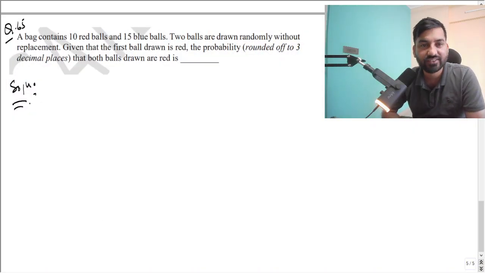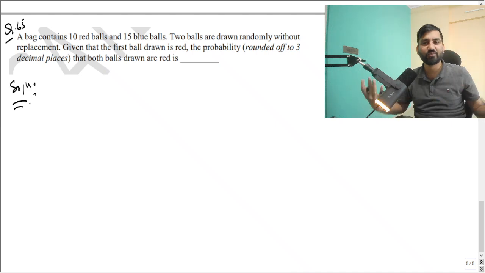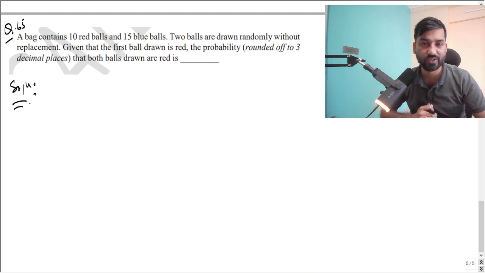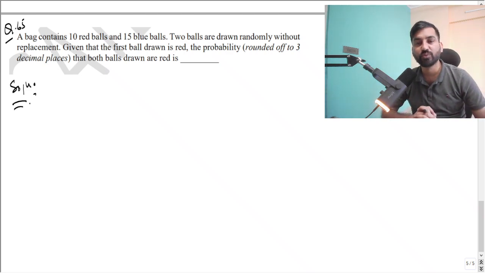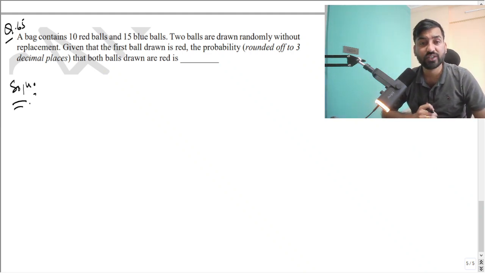the question here. This was question 65 from computer science and engineering. So students from other branches of engineering can also take this question as a first question for their practice sake. A bag contains 10 red balls and 15 blue balls. So you have got a bag, and in the bag there are 10 red balls and 15 blue balls. So the total number of balls is 25, including red and blue.